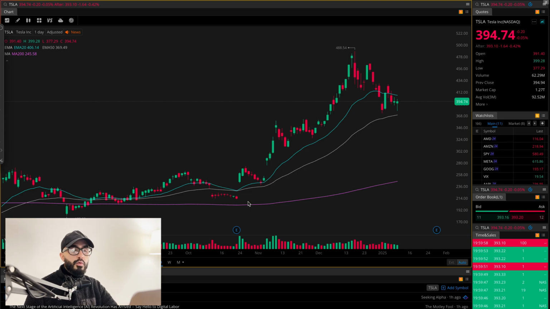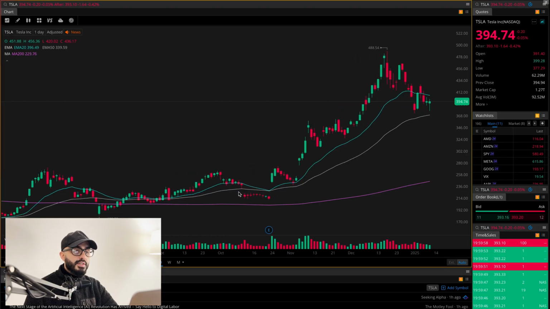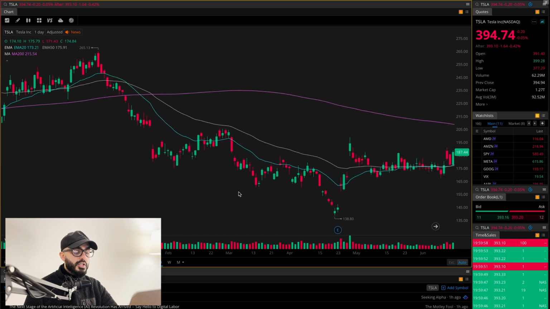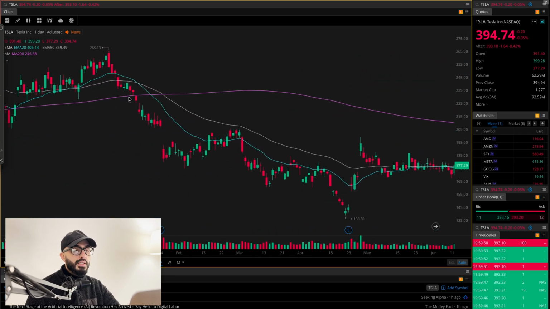So anytime over the 200 moving average, when the stock is trending upwards, it is a confirmed bullish trend. And if it's trending below, like in this case of Tesla, before all this price action, the price action was below the moving average right here. And so it was trending down, showing more bearish momentum than bullish.